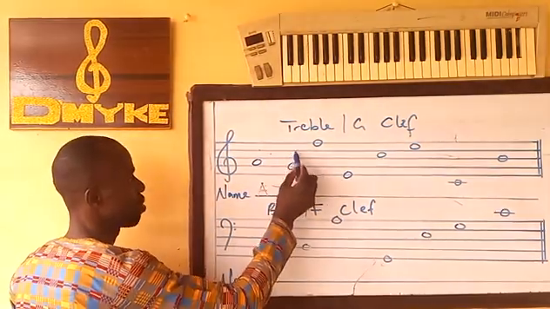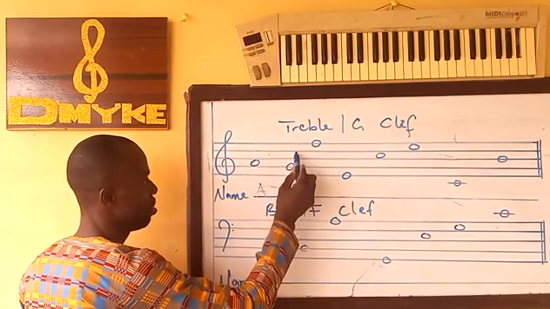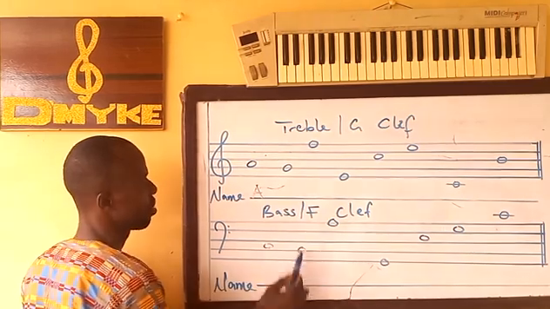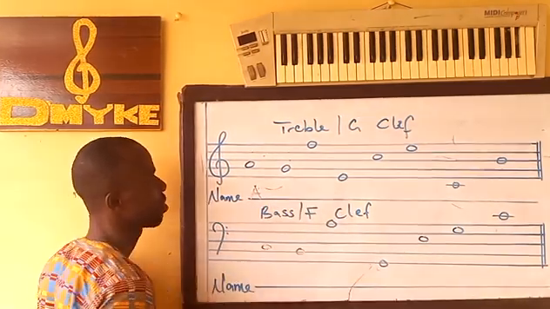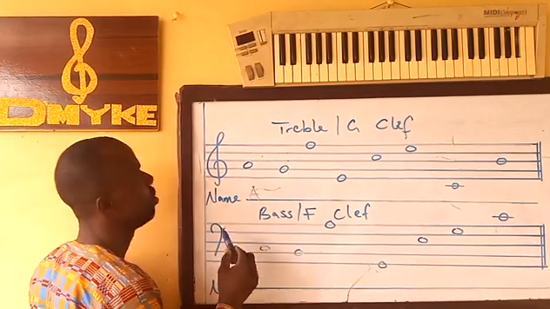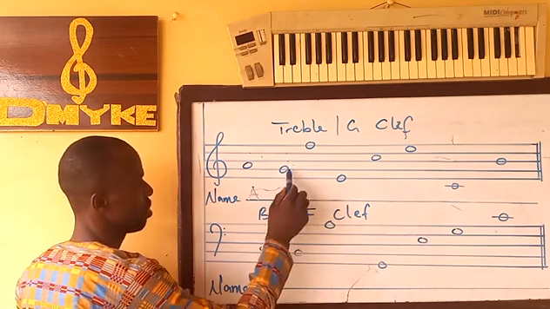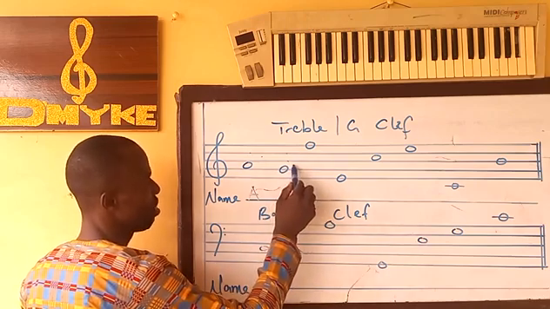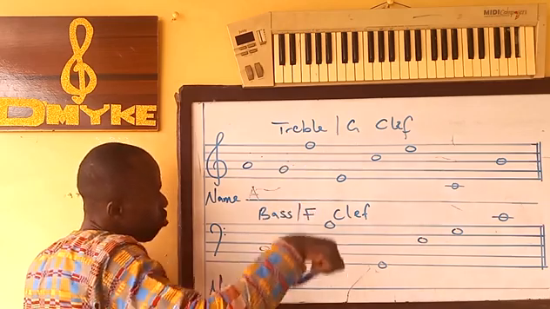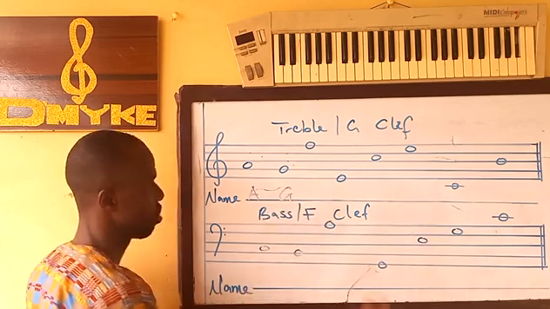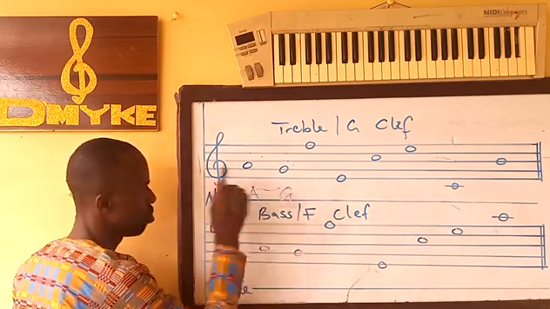Back to my reference point as D. The line is D, the space below it is C. The line below C is B. The space below that B is A. Now don't forget, the letter below A will be G, because once you get to G, you go back to A. That means this note is note G.